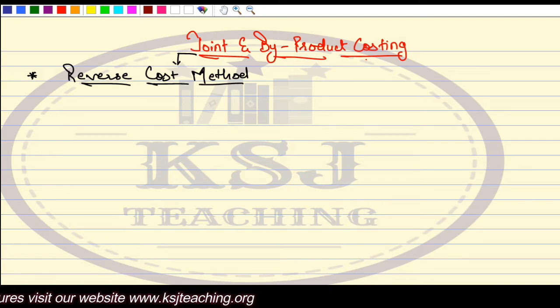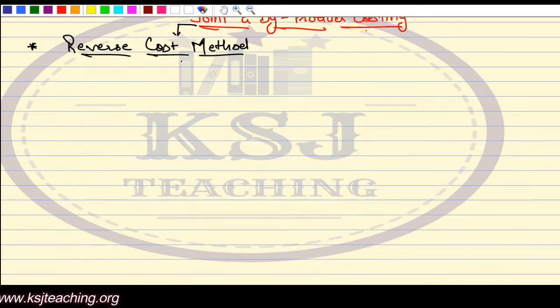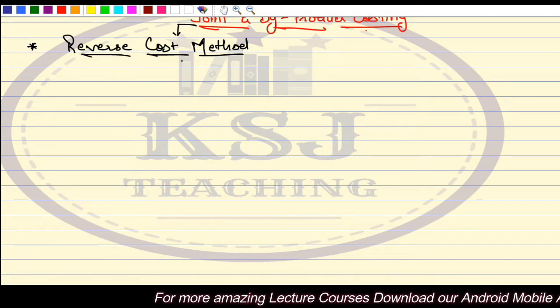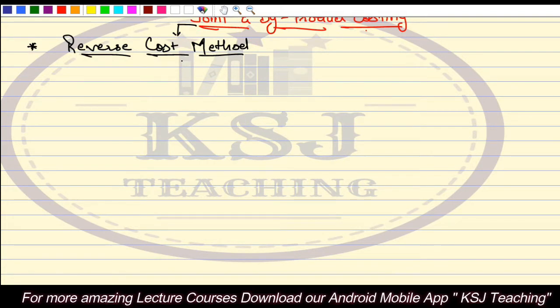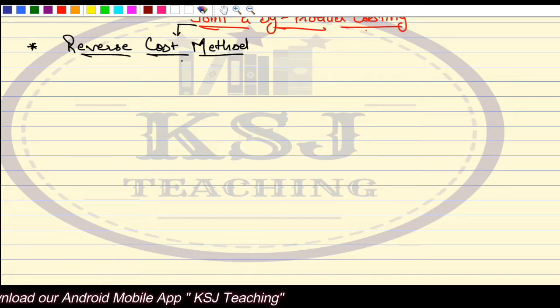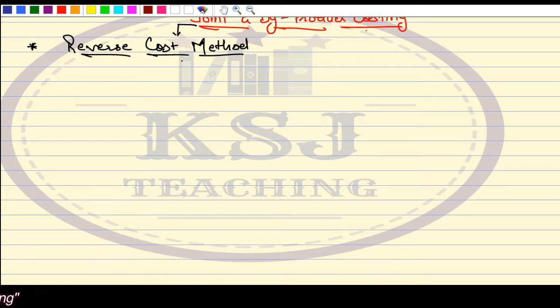But there is another method, the reverse cost method. This is important, you must know it, because in the CMA the reverse cost method must be there, in the CS also it is there, and in other courses this method is there. So even the CA intermediate students must know what is in this method. This method is not at all difficult.